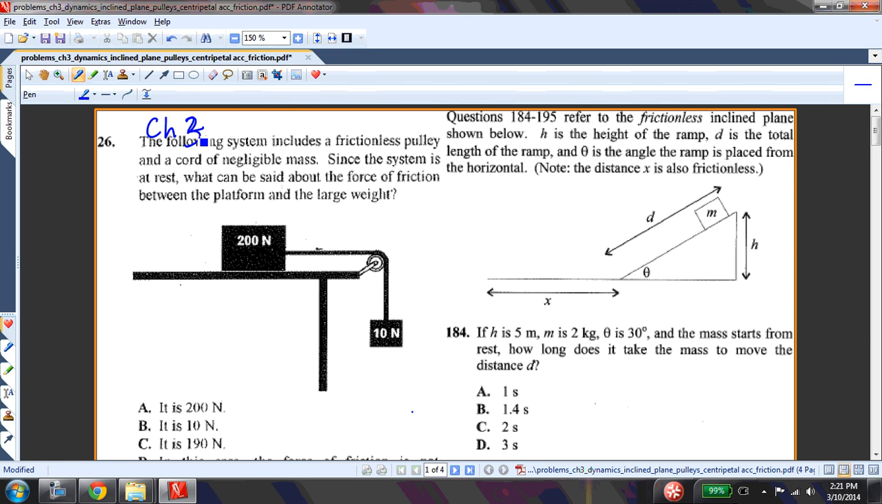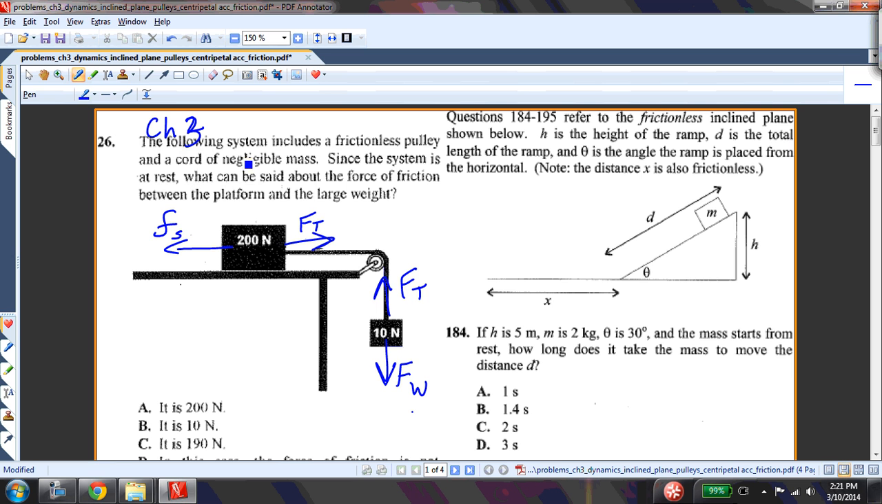So the following system includes a frictionless pulley and a cord of negligible mass. Since the system is at rest, what can be said about the force of friction between the platform and the large weight? Well, I have forces acting on both of these. I have a tension here. I have a tension here. I know that these two tensions have to be the same. I have the weight here, and I have the frictional force Fs.